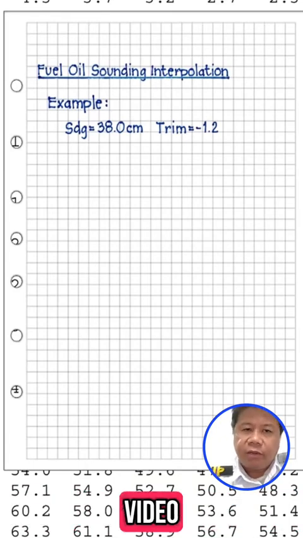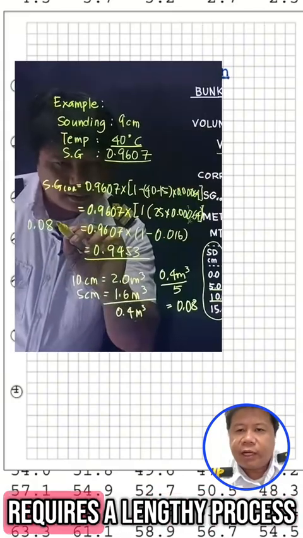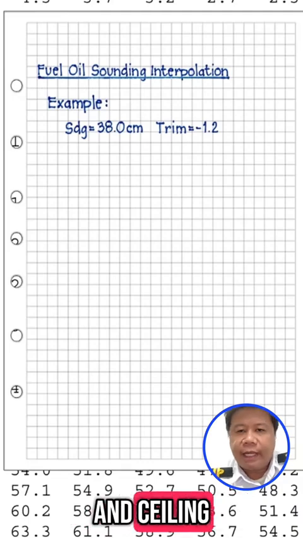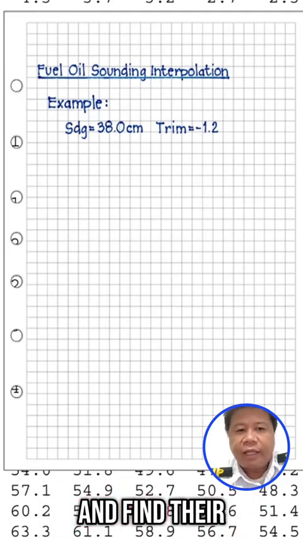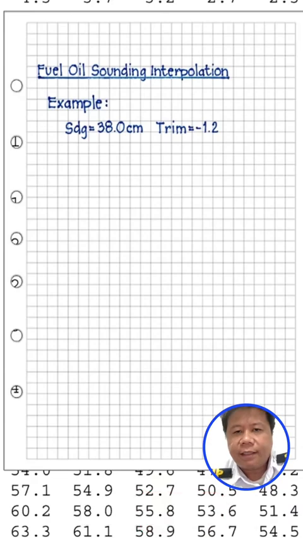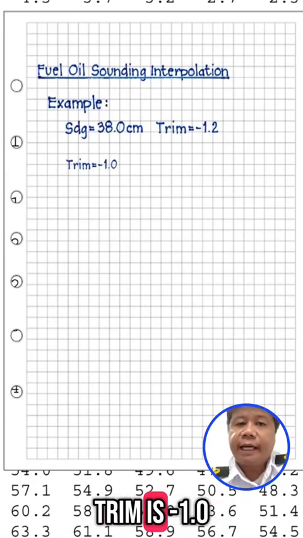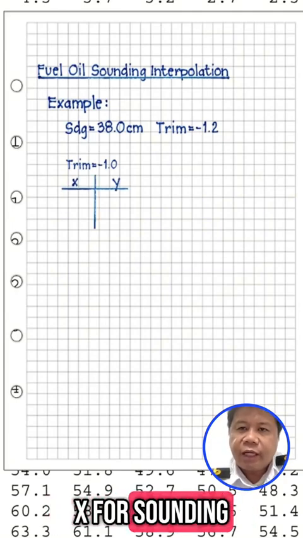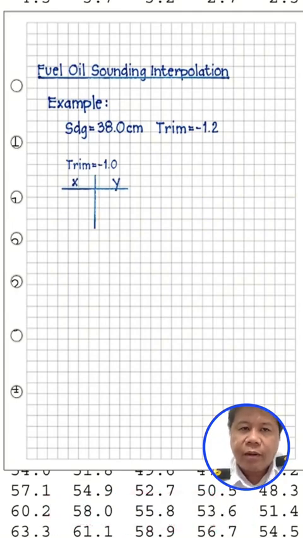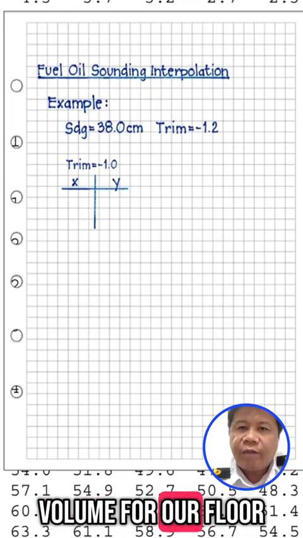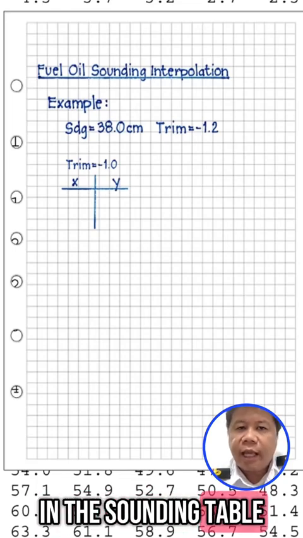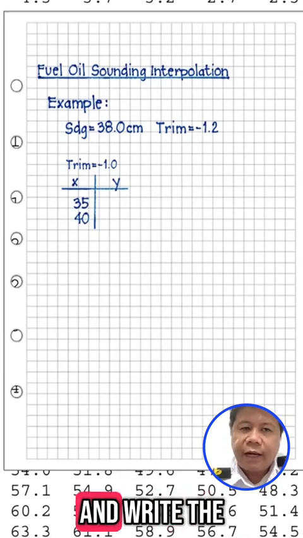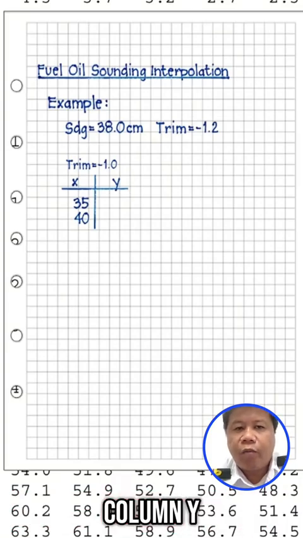In my previous video, I explained that using manual calculations requires a lengthy process. The first thing we want to do is to identify the floor and ceiling of our sounding and trim, and find their equivalent volumes in cubic meters. Here, our floor trim is -1.0. For clarity, we'll draw a table with column X for sounding and column Y for volume. We need to find the equivalent volume for our floor and ceiling soundings in the sounding table, which are 35 cm and 40 cm in column X, and write their corresponding volumes in column Y.